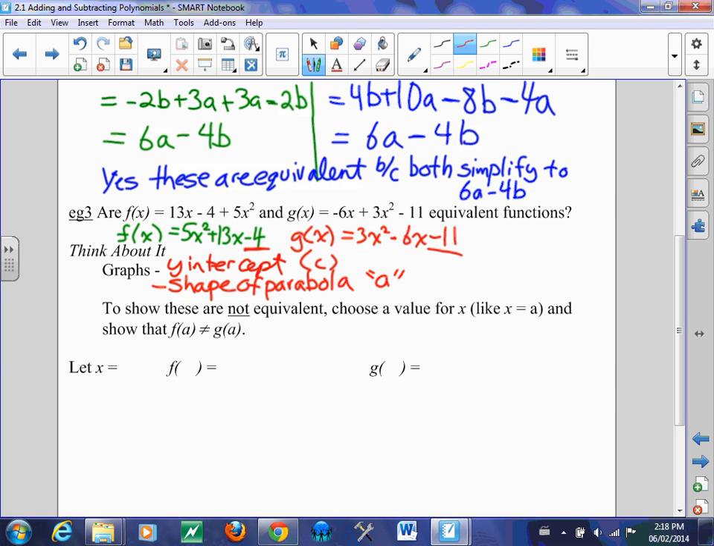However, we need to show that they are not equivalent. To show they're not equivalent, ladies and gentlemen, we're going to choose a value like x equals a. And remember, guys, a is any number. And I would choose an easy number.